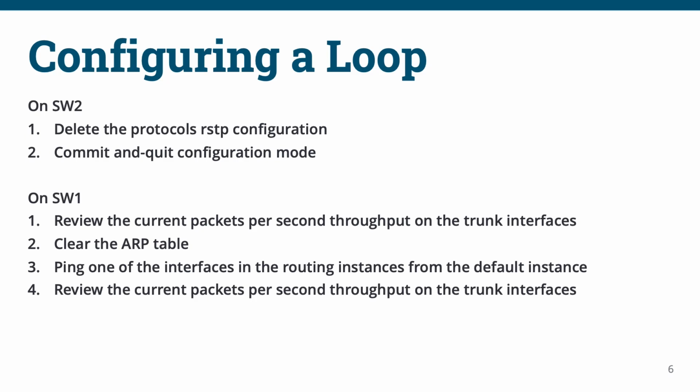In order to generate some broadcast traffic, we'll clear the ARP table on switch 1 and then ping again between the default instance and one of the routing instances.